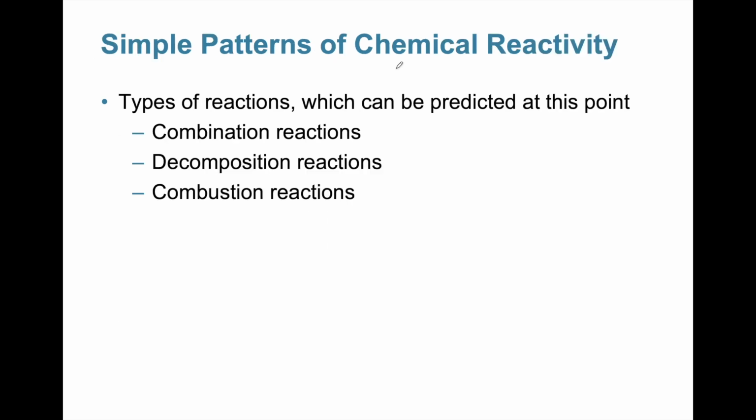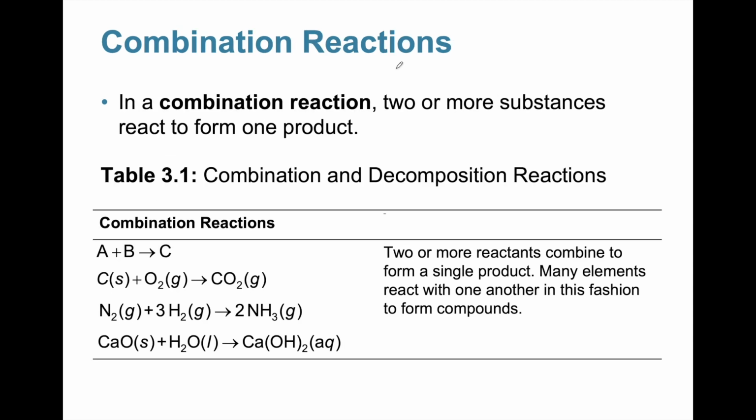So there are a few different types of reactions that we can talk about, and we can use the type of reaction to predict what the products are going to be. The three that we're going to go over now are the combination reactions, the decomposition reactions, and the combustion reaction, which we already talked about a little bit a second ago with methane. Right. So let's start with the combination reaction.